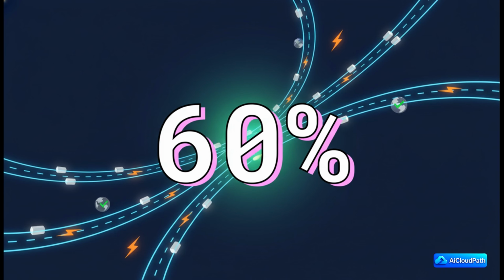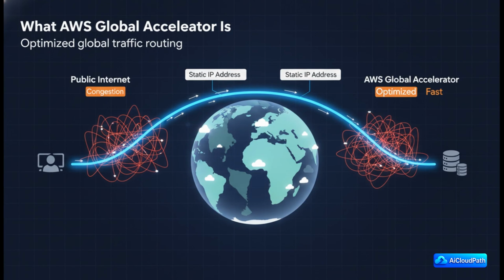That's a huge deal. And the secret sauce here is pretty simple. Your traffic gets onto Amazon's private network as fast as possible. It just skips the unpredictable, often messy public internet. Instead, it's traveling on a network that AWS has spent years optimizing for pure speed and reliability.